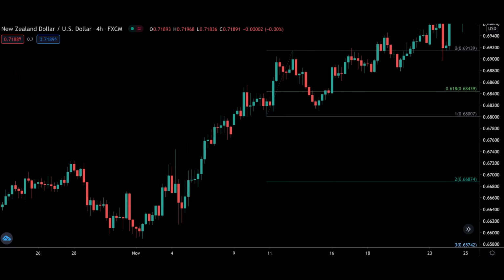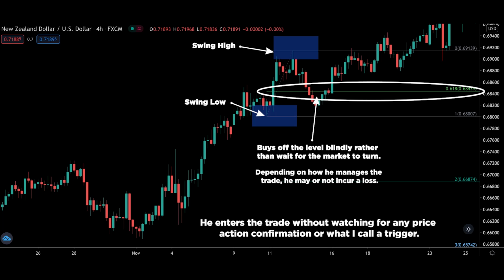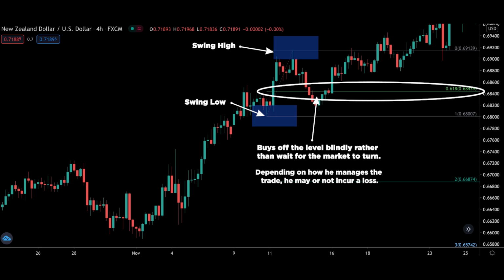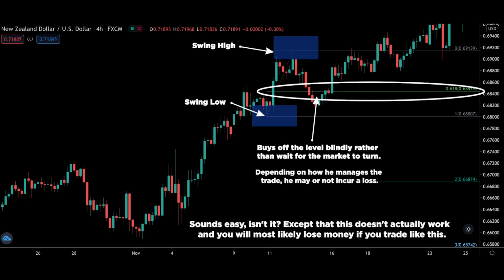So again, he draws the Fibonacci retracement tool from low to high and looks at the 61.8% retracement level to buy. Thinking that is the magic level and hey, a Fibonacci level is a leading indicator after all, right? So he enters the trade without watching for any price action confirmation or what I call a trigger. He might even use a limit order to place in the trade so that he doesn't have to stare at the chart all day. That sounds easy, doesn't it? Except that this doesn't actually work and you will most likely lose money if you trade like this. So please don't do it this way.